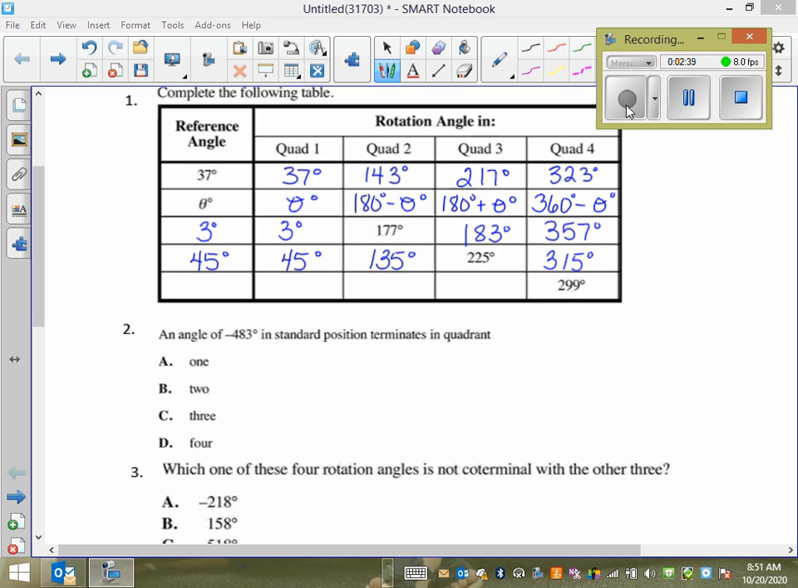299 is 61 away from 360, which is a 61 degree reference angle at the beginning. 180 minus 61 is 119. And then 180 plus 61 is 240.